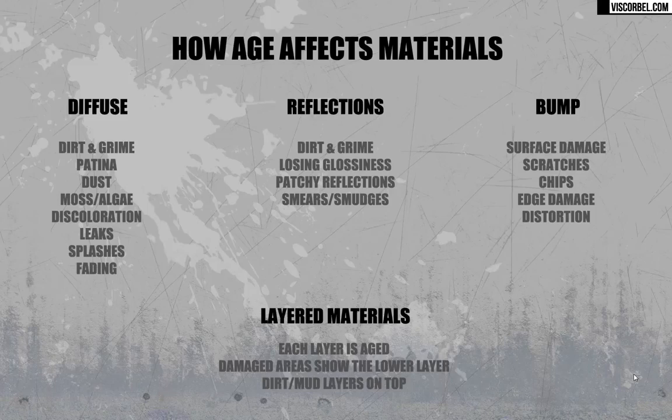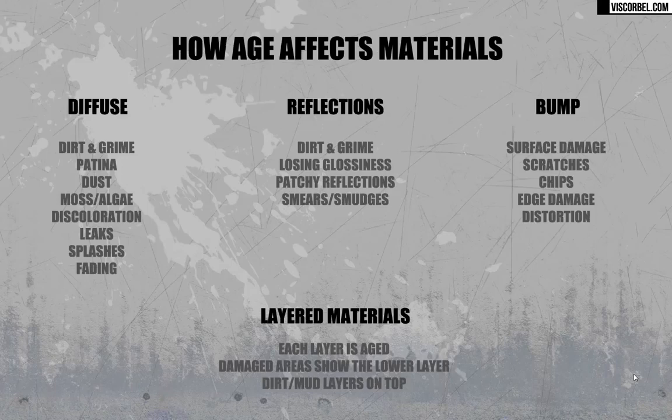Right, and for the bump you have some basic surface damage, some dents, some scratches, some chips, and you have some more damage around the edges where the most wear happens for the object. And you also get some distortions over the whole object. Basically, if it starts out flat and straight out of the factory, with age it can become slightly buckled, slightly wavy, and distorted a little bit.